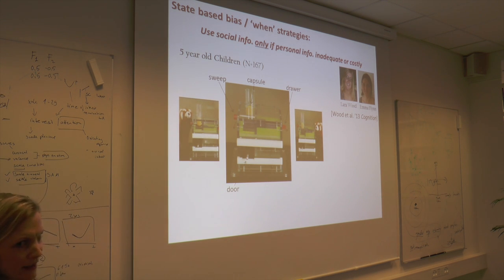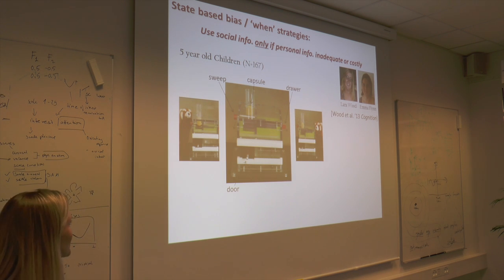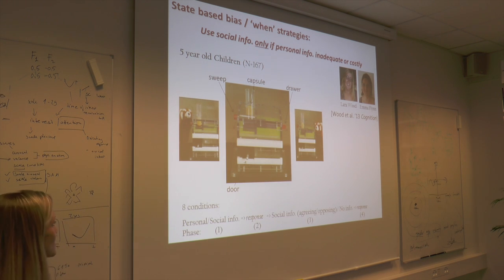And this was quite a big study. We like to design big studies, collecting huge amounts of data. And so there were 8 conditions. Basically, individuals can collect personal information, we give them the task, or they can observe someone interacting with the task, so they have social information, and then they get to interact with the task themselves.